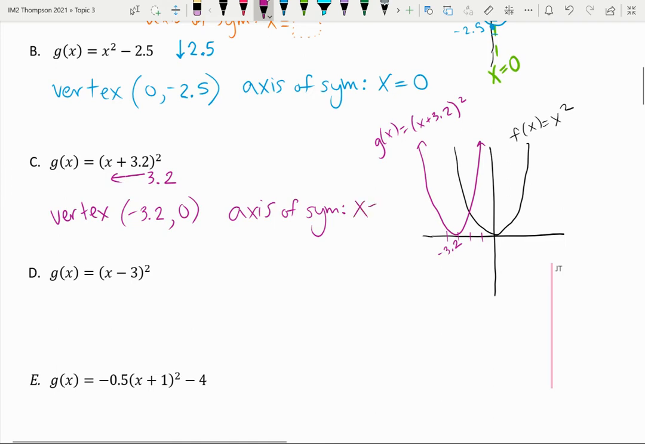My axis of symmetry is always x equals the x coordinate of my vertex. This time the axis of symmetry is going to change. I usually for my parent function have it at x equals 0. But now I'm going to have an axis of symmetry going straight through the center of the graph, which is going to be at x equals negative 3.2.